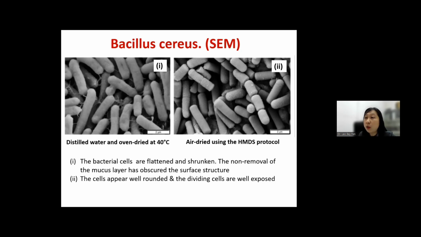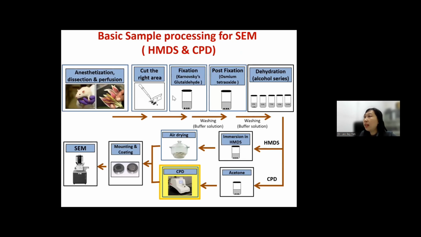However, if we just use distilled water and then dry it at 40 degrees Celsius, you can see that the bacterial cells are flattened and shrunken, and the non-removal of the mucus layer also obstructs the surface structure. So the sample preparation is very important to make sure we see what is really there from the sample itself. Then we cut the sample and facilitate dehydration. With HMDS, which is a drying agent, we can directly put it into air drying or a vacuum desiccator, then mount it. This is a simpler method, but for some samples we need to use a critical point dry machine.